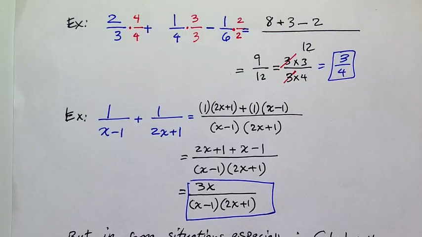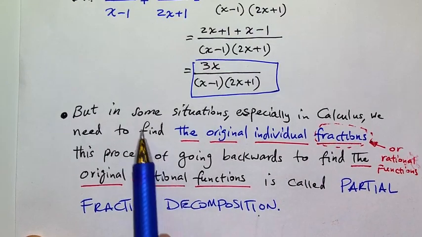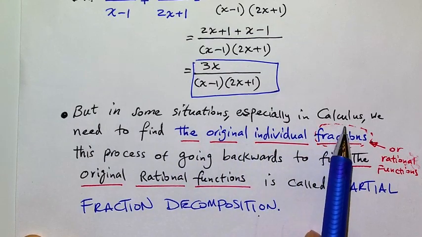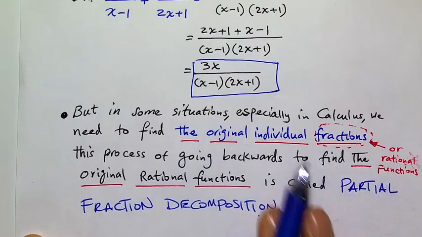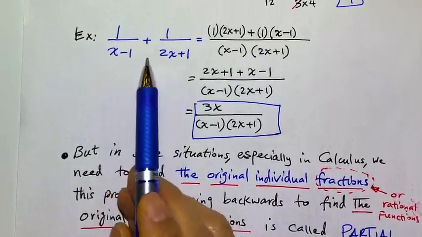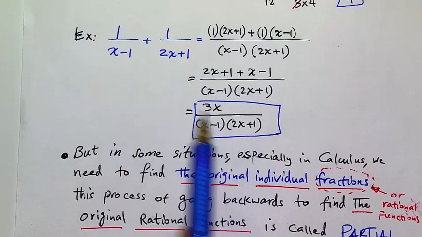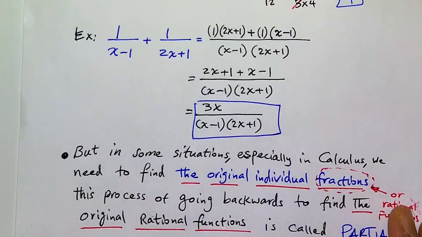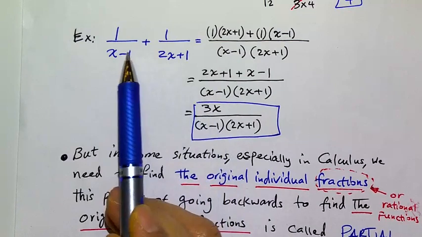Now with partial fractions, and so I've written down this little excerpt to remind you in your notes that in some situations though, especially in calculus, we need to find the original individual fractions or rational functions. So we want to find these. So we are given this form in calculus, and we need to find these. You might ask, well, why is that? Why after learning to go from this to that, now we want to go backwards?